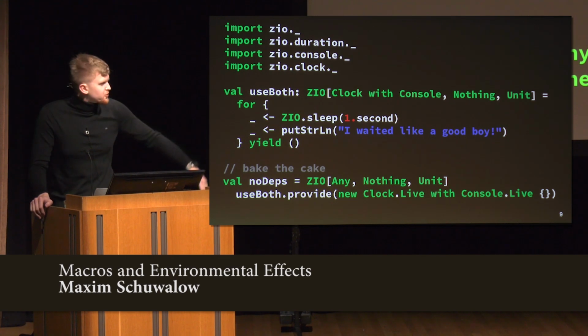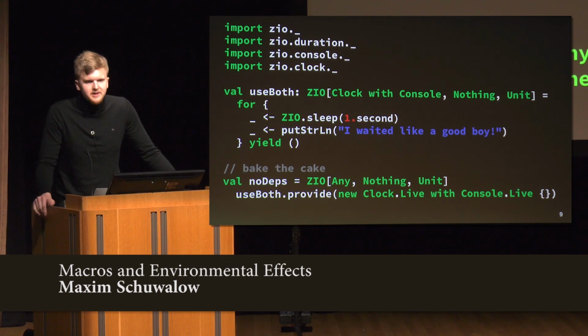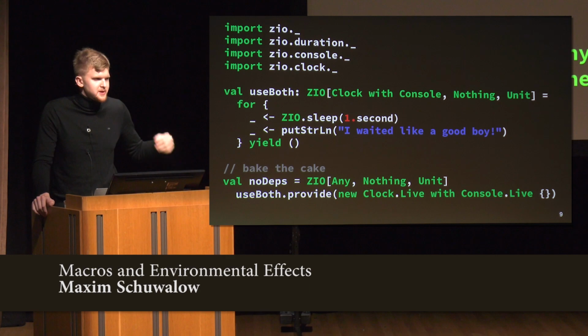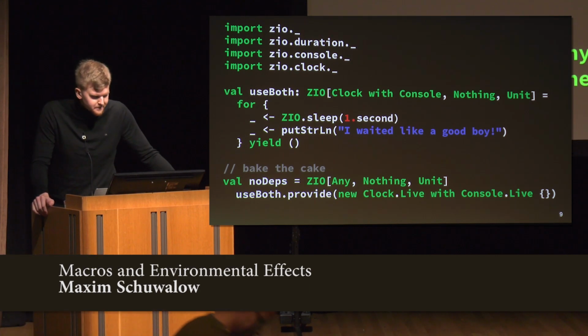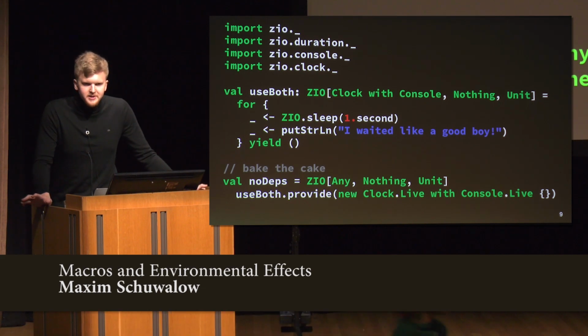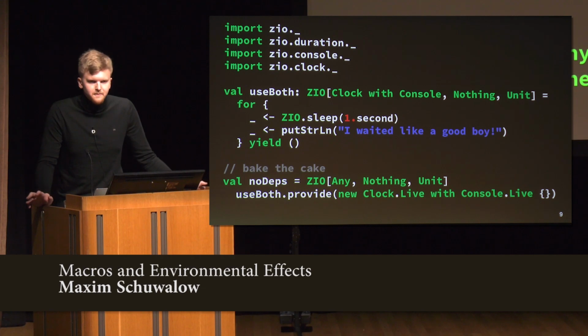And using this function provide, we can provide an implementation of this environment and absolve this effect of its dependencies and make it dependency free. And this is all that is to be said about Zio's R parameter. It is very simple and kind of straightforward to work with.